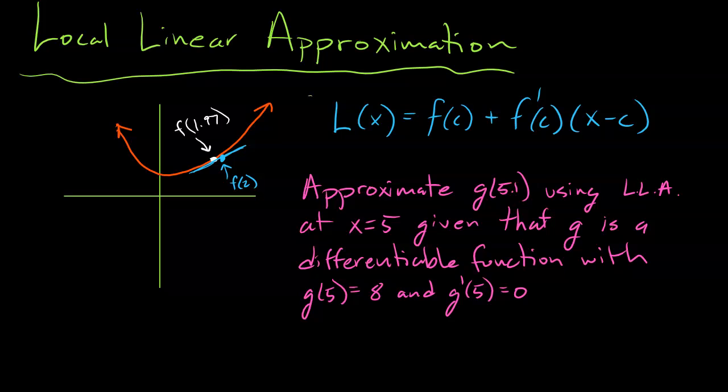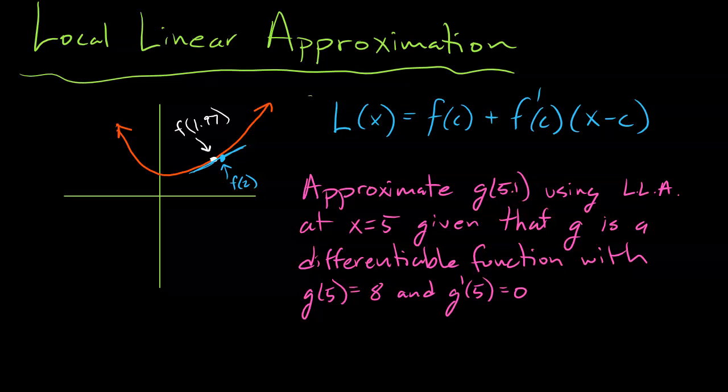Okay, so on this one that I wrote down, clearly we don't know the equation because it just tells us g of 5 equals 8, g prime of 5 equals 0. So we don't know the equation. We don't know what it looks like. And it technically doesn't matter, as long as we have the correct information to use, that's all you need.